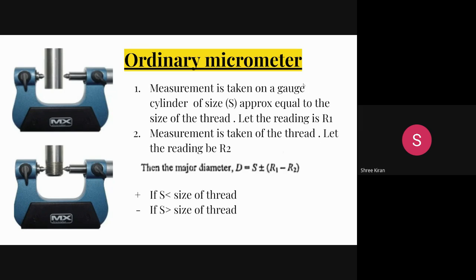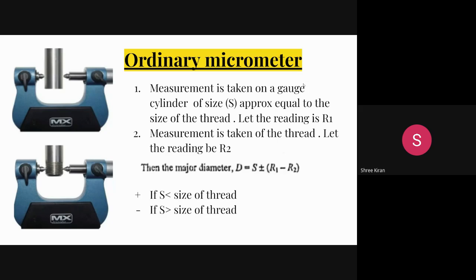So this is what happens in the case of an ordinary micrometer, where a measurement is taken on a gauge cylinder of size S, approximately equal to the size of the thread. Let the reading be R1. Then a measurement is taken of the thread. Let the reading be R2. Then the major diameter D is equal to S plus or minus R1 minus R2, depending on whether S is lesser or greater than the size of the thread.